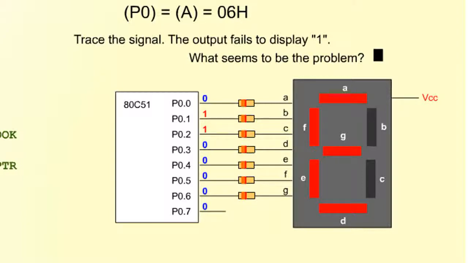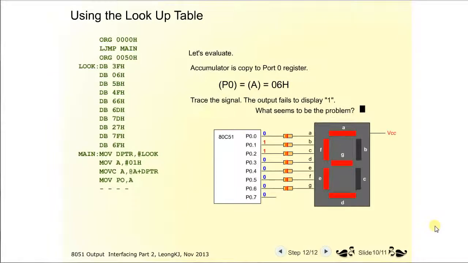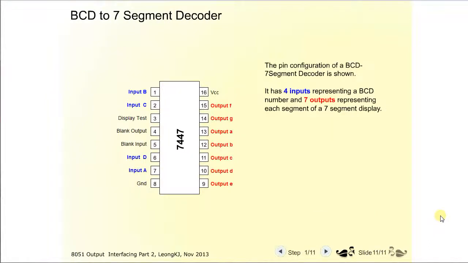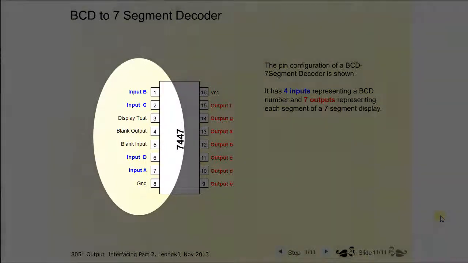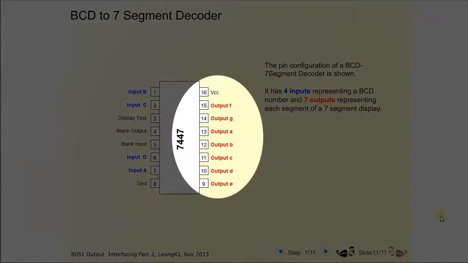We have come to an end of the lookup table method. We will be looking into another method to display numbers on the 7-segment display: the BCD to 7-segment decoder. The pin configuration of the BCD to 7-segment decoder is shown. It has 4 inputs and 7 outputs. The outputs are named A, B, C, D, E, F, G, each representing a segment of the 7-segment display.